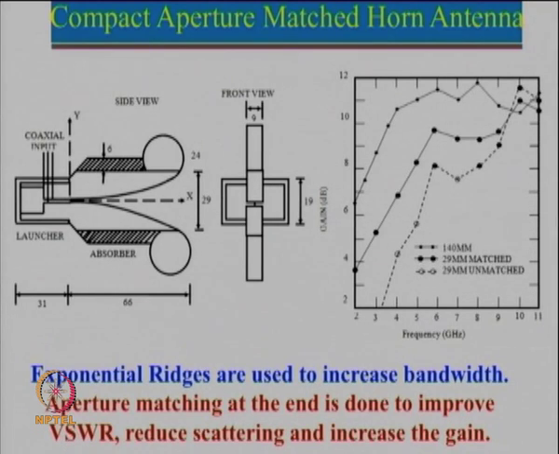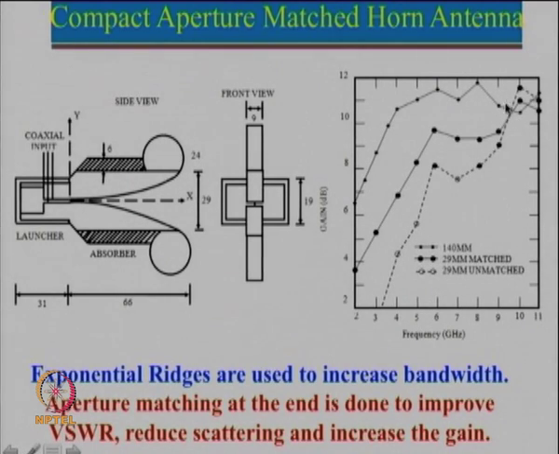Now this has been compared with a horn antenna of dimension, instead of 29 mm, very large, which is about 140 mm. Now for 140 mm, you see that the gain starts at a higher value, but after that the gain remains kind of saturated, even falling down. The reason for this to fall down here is the large phase error.